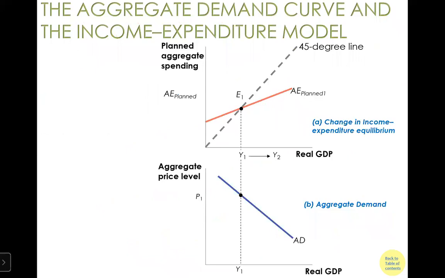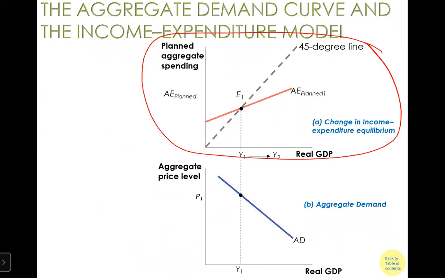Okay, so on the top, that's the income expenditure model we have discussed. But this is for a given price level, right? So given a price level on the top. So if the price equals P1, we look at the top diagram, and you find out the real GDP equals Y1.